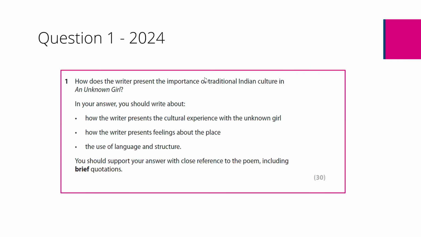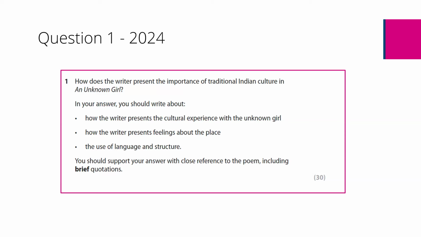So the question was on An Unknown Girl, and the question was, how does the writer present the importance of traditional Indian culture in An Unknown Girl? This is a text they've studied, of course, in class, but we're looking for an answer that addresses the specifics of the question asked in the paper.